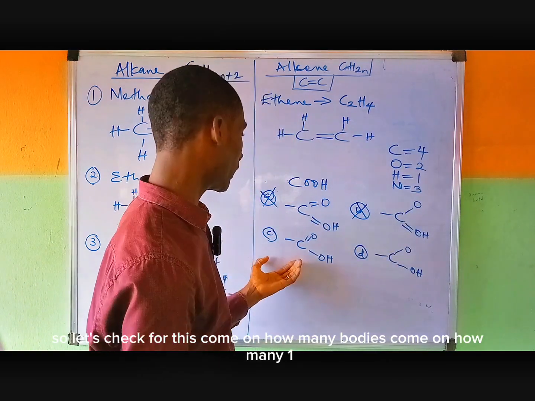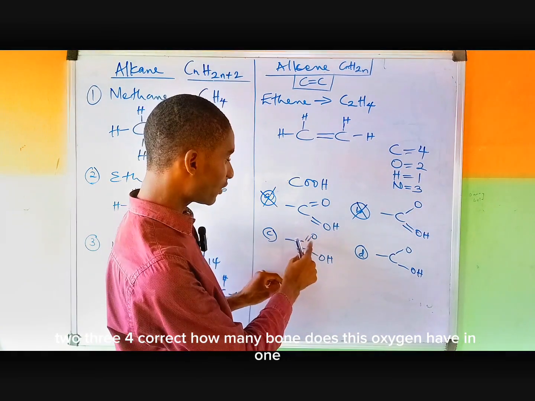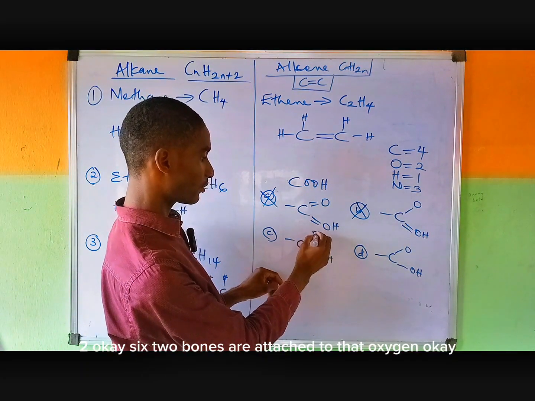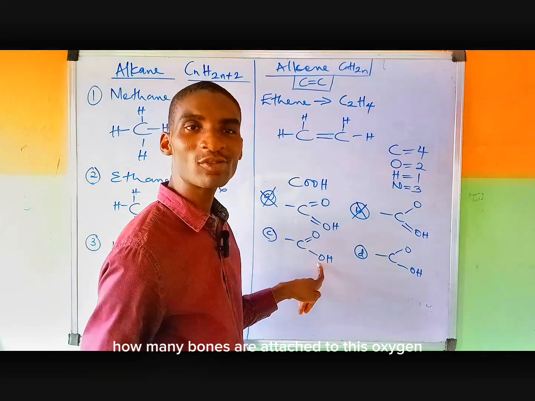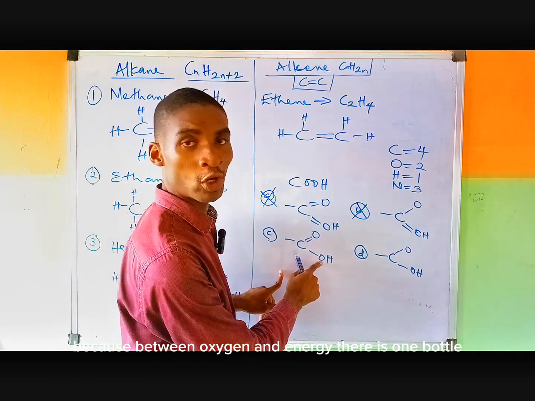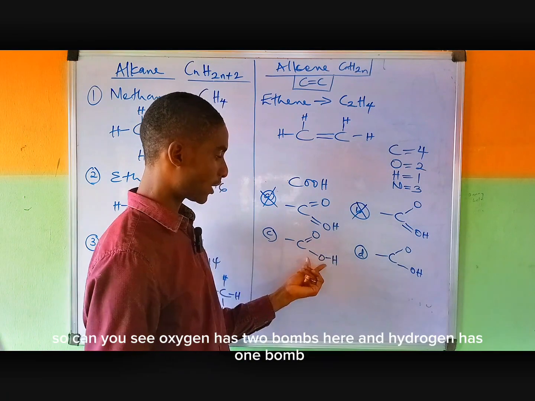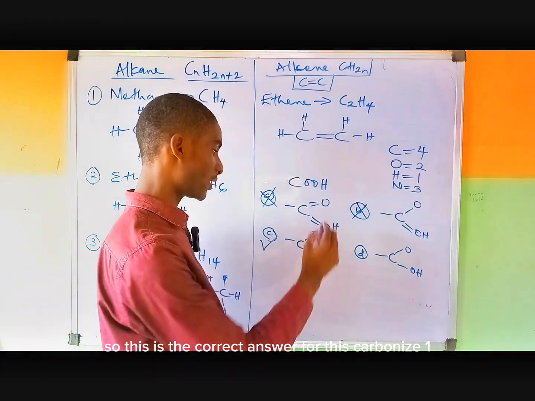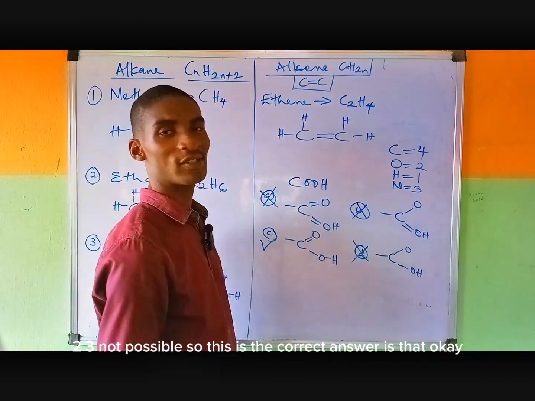Okay, so let's check for this. Carbon, how many bonds is carbon having here? 1, 2, 3, 4, correct? How many bonds is this oxygen having? 1, 2. Okay, 2 bonds are attached to that oxygen. How many bonds are attached to this oxygen? I know somebody will say it's only 1. It is not 1. Why? Because between oxygen and hydrogen there is 1 bond. So it's like this. Can you see? Oxygen has 2 bonds here and hydrogen has 1 bond. So this is the correct answer. For this, carbon has 1, 2, 3. Not possible. So this is the correct answer.